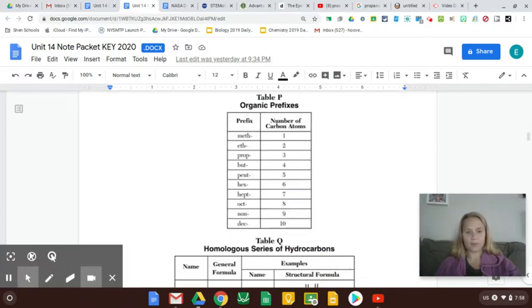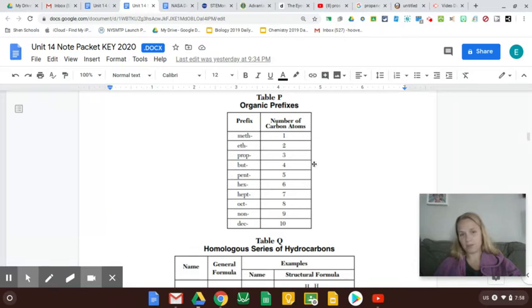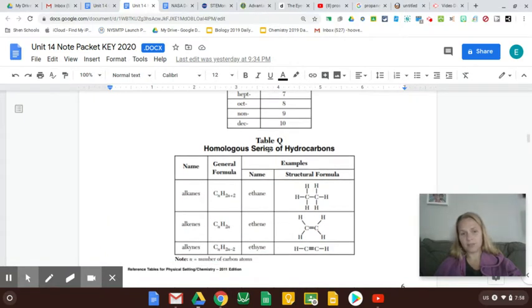And remember, this can all be found in the reference tables right together. Table P gives you the prefixes, and then right below it, table Q gives you the names and a picture and some more information we'll learn next.